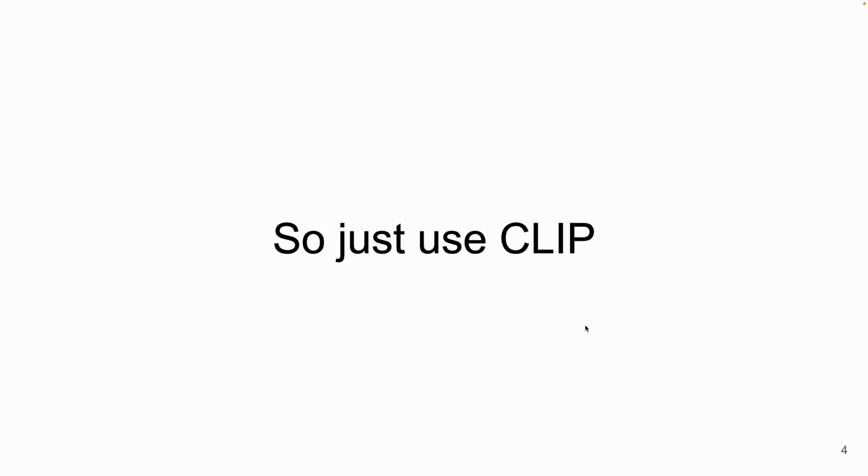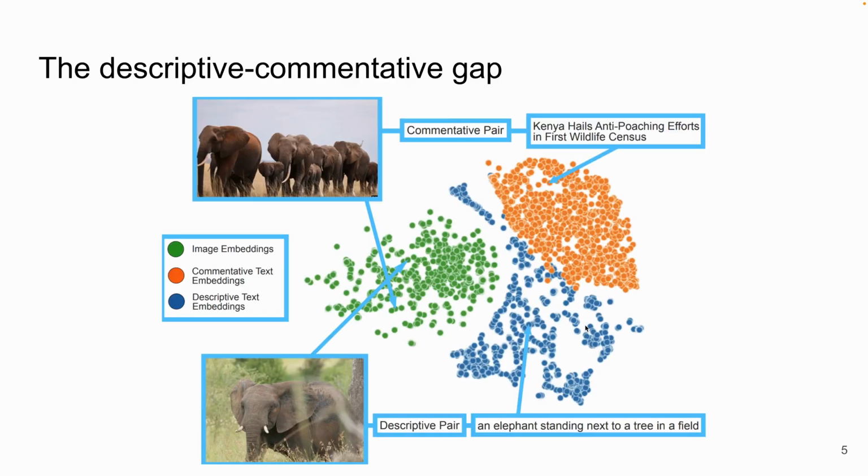And often what we were told last year is, why don't you just use CLIP, right? Really great multimodal model. Unfortunately, CLIP models, at least the out-of-the-box ones, suffer from what we would call the descriptive-commentative gap. This is a breakdown of the models in their accuracy when you move from descriptive data to commentative data. Now, what is the difference here?